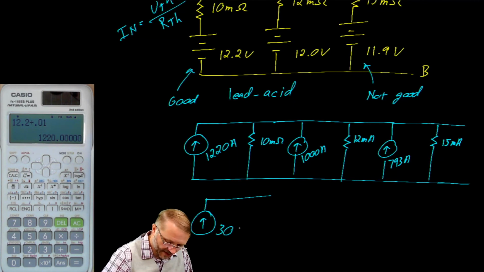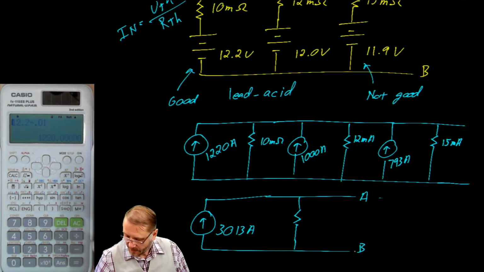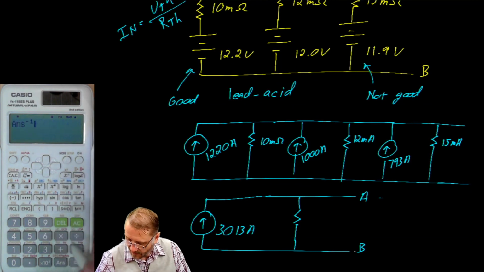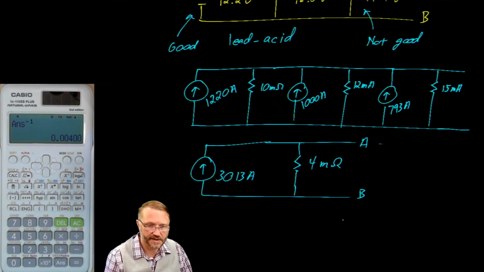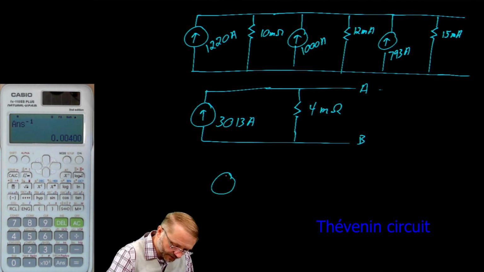That gives us 3,013 amps. And the resistors are in parallel, so you can also put them together as we do with parallel resistors. So that's 0.01 inverse plus 0.012 inverse plus 0.015 inverse, equals inverse. That gives us 4 milliohms, which is quite a low resistance. The final step is to convert this back into a Norton circuit.